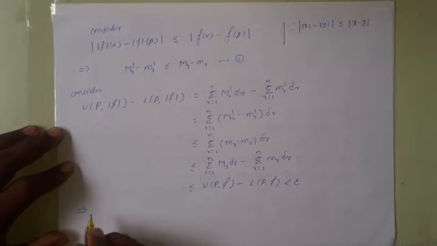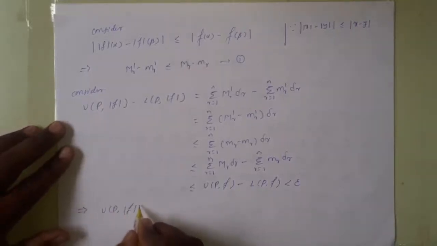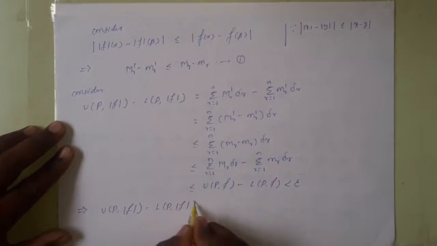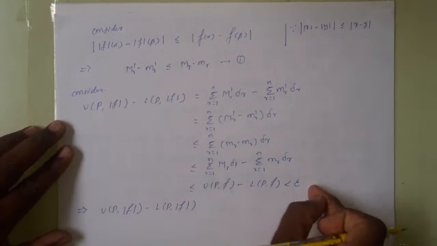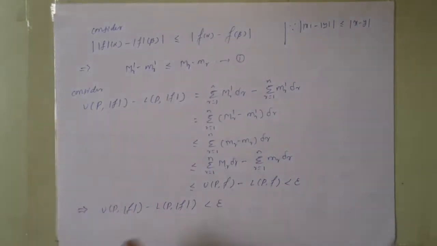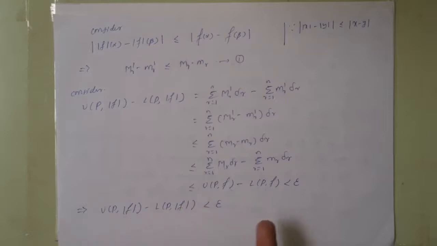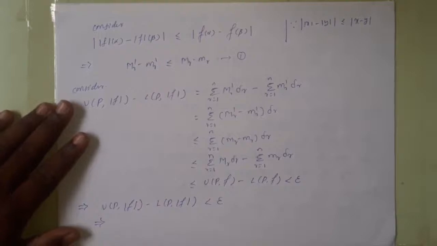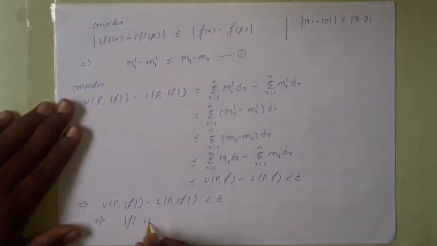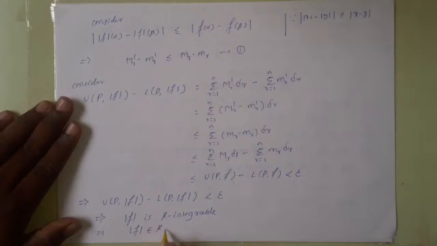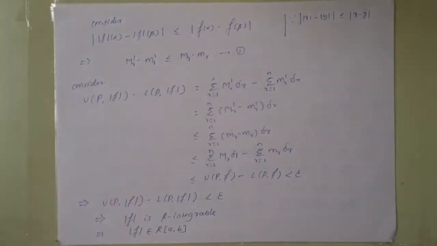So therefore, here we can write that U(P,|f|) minus L(P,|f|) is less than U(P,f) minus L(P,f) and is less than epsilon. So therefore, by using the transitive relation we can say that U(P,|f|) minus L(P,|f|) is less than epsilon. So therefore, by using the necessary and sufficient condition we can say that mod f is Riemann integrable, or mod f belongs to R of closed interval [a,b]. So therefore, now one part is completed, means here we have proved that if f is Riemann integrable and bounded, then mod f is also Riemann integrable, right.